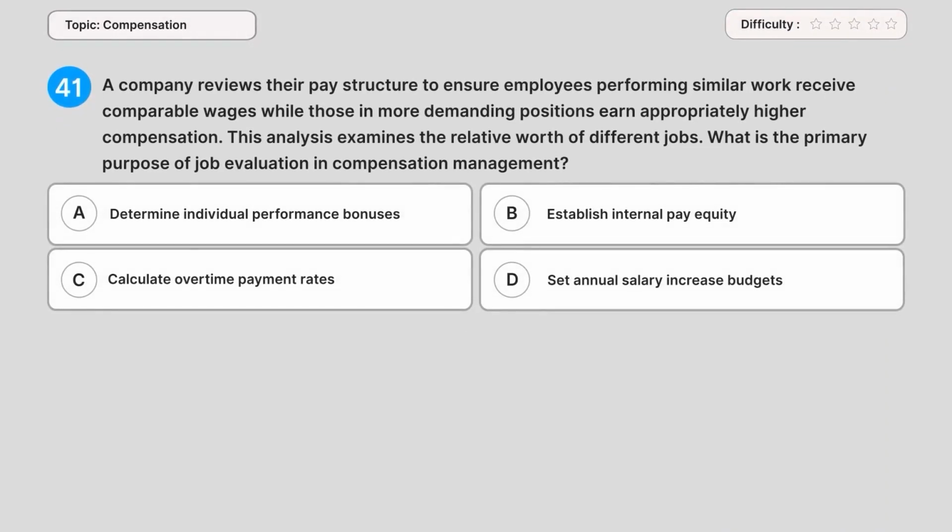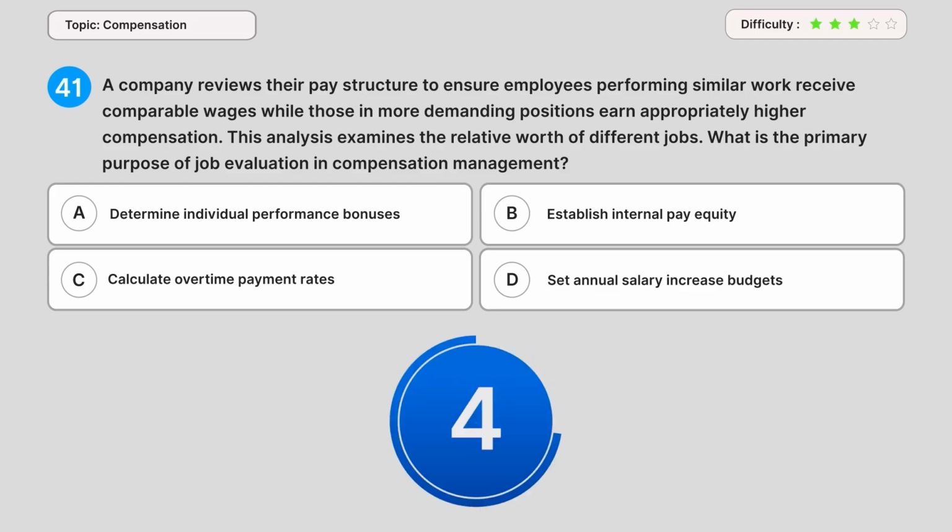41. A company reviews their pay structure to ensure employees performing similar work receive comparable wages, while those in more demanding positions earn appropriately higher compensation. This analysis examines the relative worth of different jobs. What is the primary purpose of job evaluation in compensation management? A. Determine individual performance bonuses. B. Establish internal pay equity. C. Calculate overtime payment rates. D. Set annual salary increase budgets. Do you know the answer?